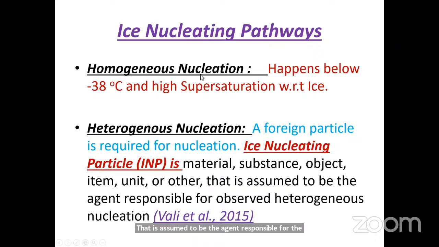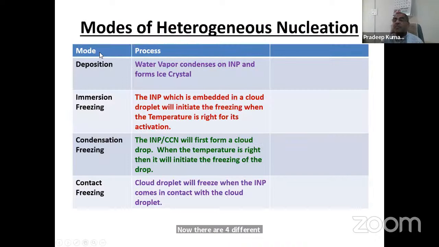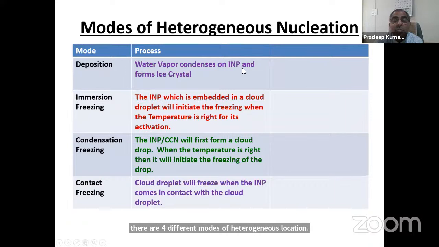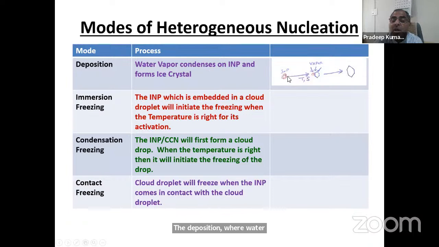Now, there are four different modes of heterogeneous nucleation. The first is deposition nucleation, where water vapor deposits on an ice nucleating particle and forms an ice nucleus. So this is my ice nucleating particle. And when temperature and supersaturation are right, water vapor can begin to condense on it, and then it can form an ice crystal.